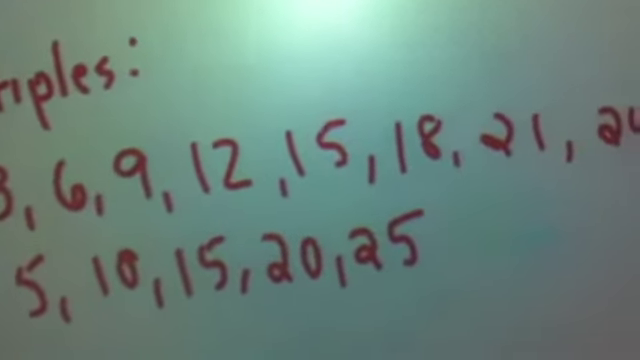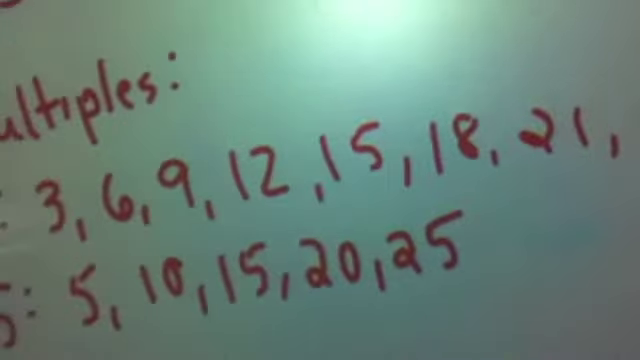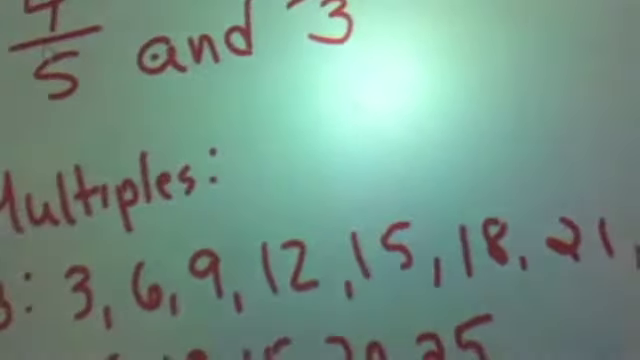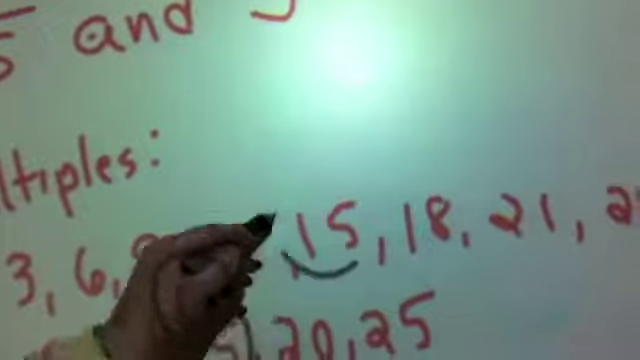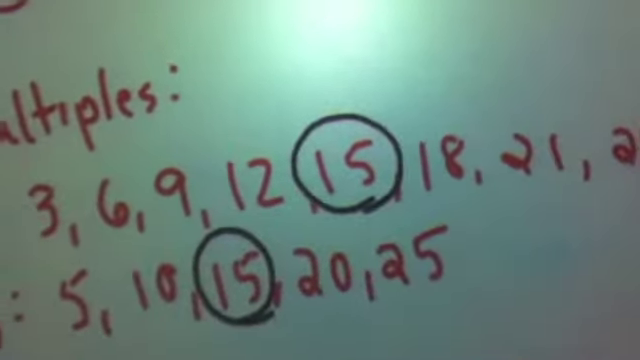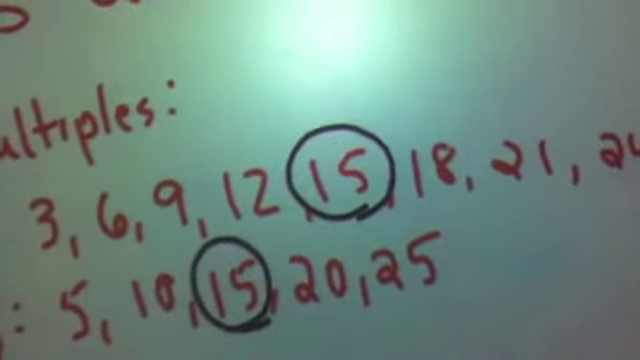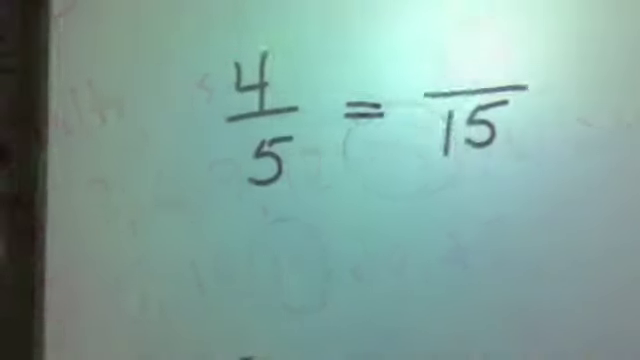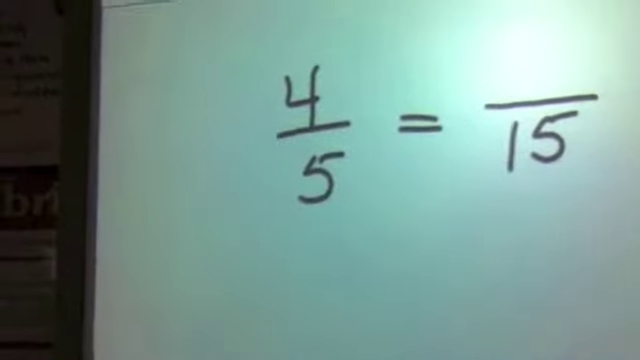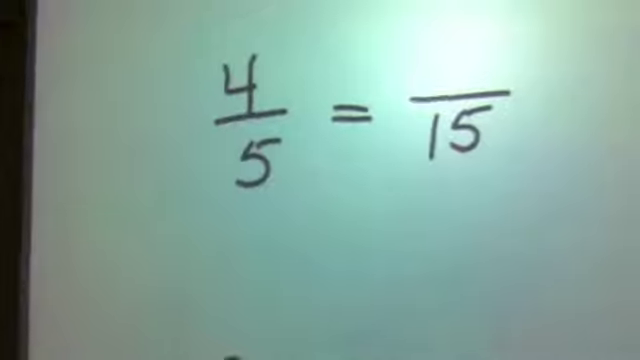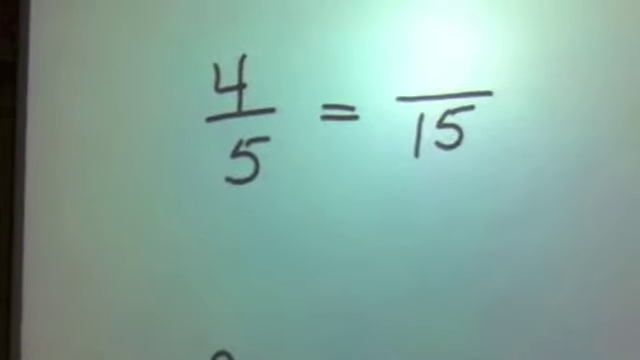Now I need to circle the multiples that are shared. And the first one that I see that's shared is the number 15. So I'm going to use now 15 as my new denominator. So now I've rewritten 4/5, and I want to see how many pieces that's going to be in 15ths.